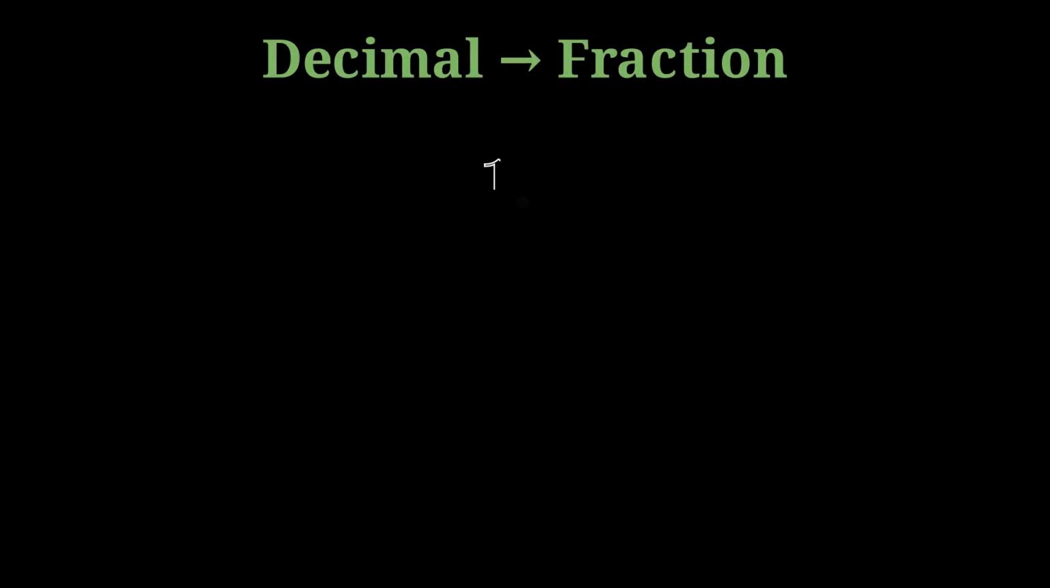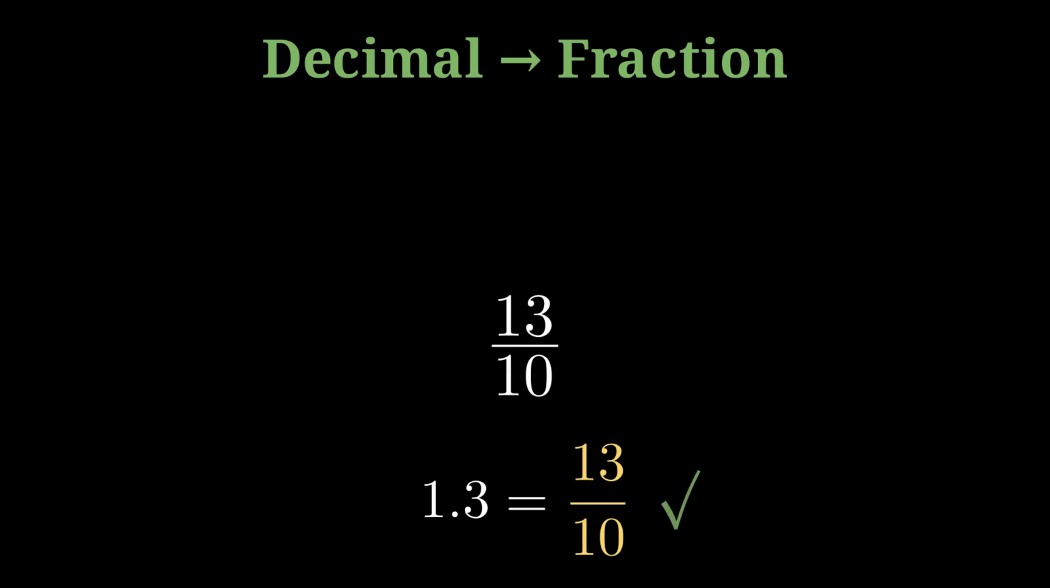Now the other direction. Let's turn 1.3 into a fraction. Count the decimal places, 1 decimal digit, remove the decimal point. That's your numerator, 13. The denominator is 1 followed by 1 zero, 10. 1.3 equals 13 over 10.